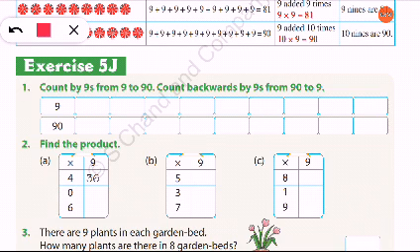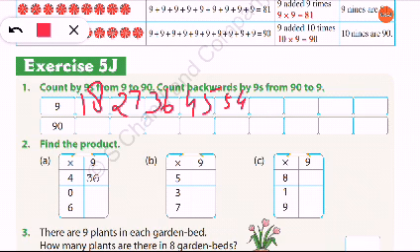9 ones are 9, 9 twos are 18, 9 threes are 27, 9 fours are 36, 9 fives are 45, 9 sixes are 54, 9 sevens are 63, 9 eights are 72, 9 nines are 81 and 9 tens are 90. Same as it is.